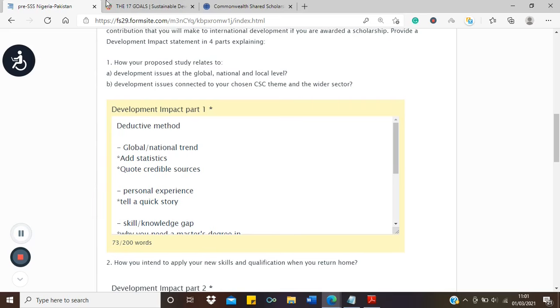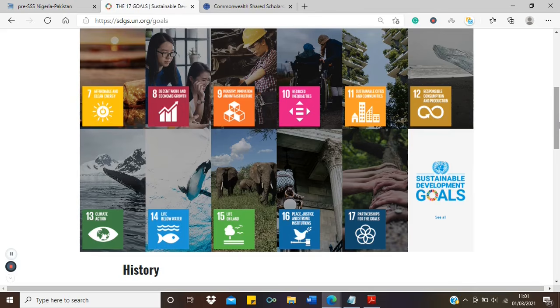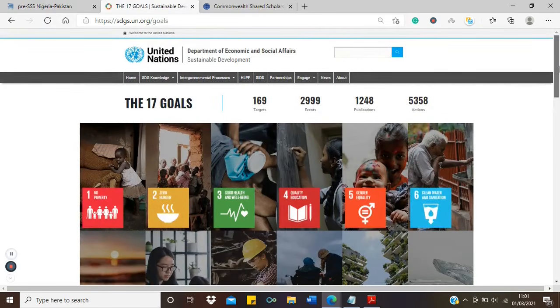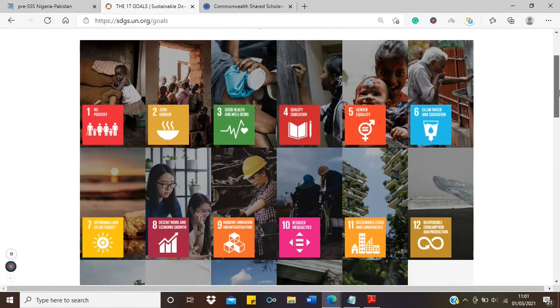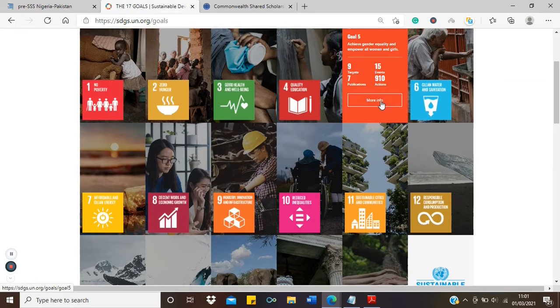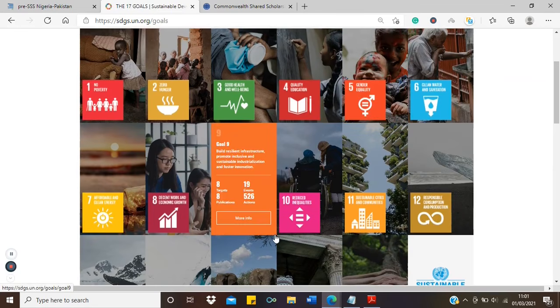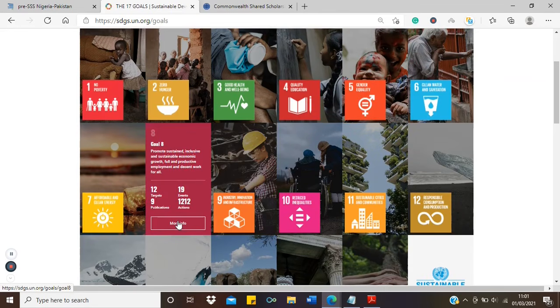It could be something about poverty, ending poverty. It could be about gender equality. Could be about decent work, about environment.